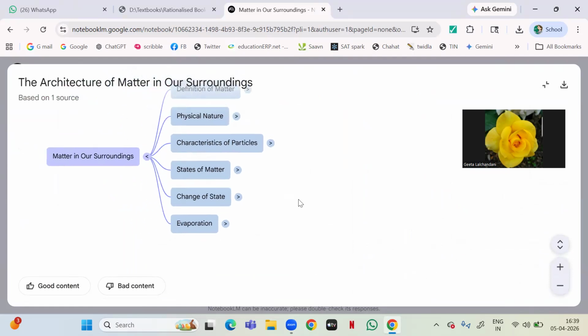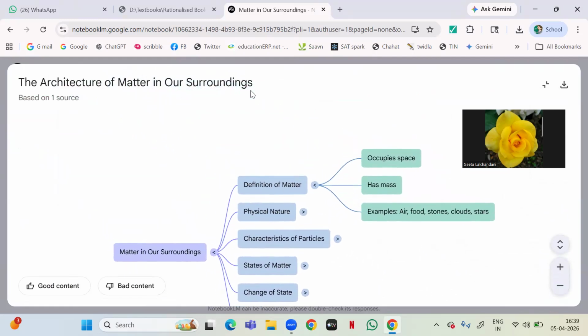Now this is the entire map or entire journey which we'll be taking. Matter in our surroundings is the name of the chapter. First we'll define matter. As you can see, the definition of matter is that it occupies space, it has mass, and examples are air, food, stones. Anything which has mass and occupies space is defined as matter.